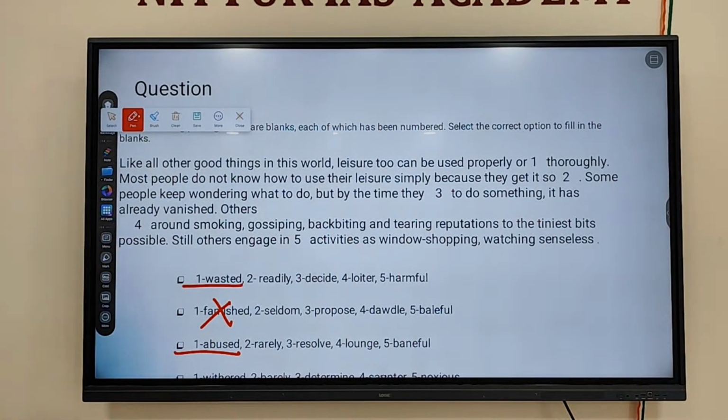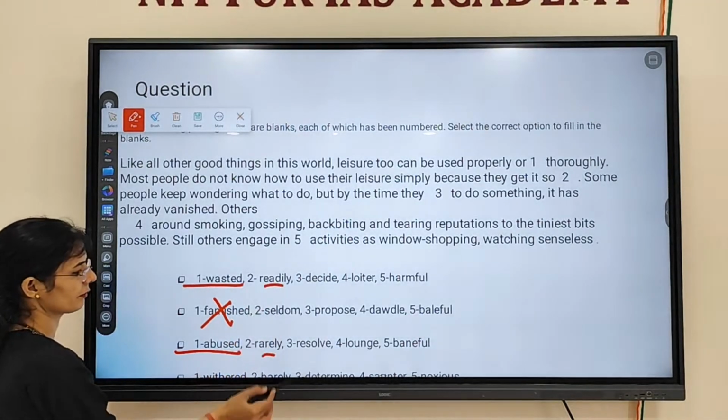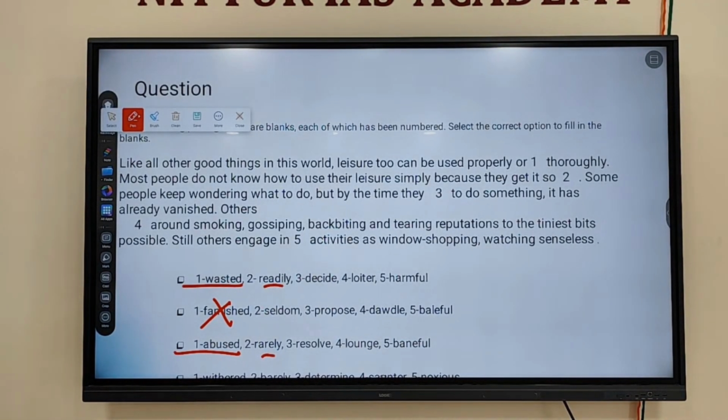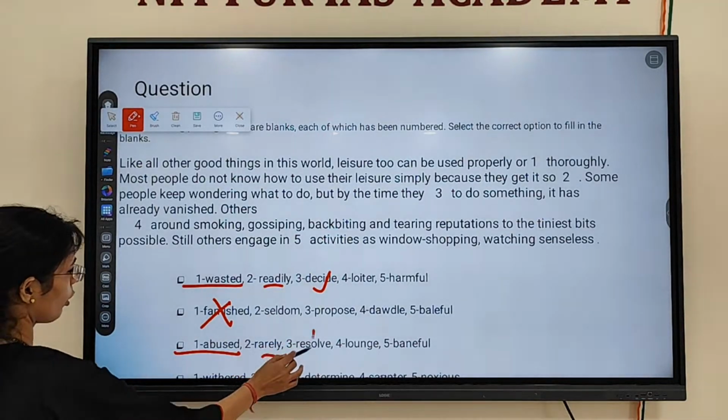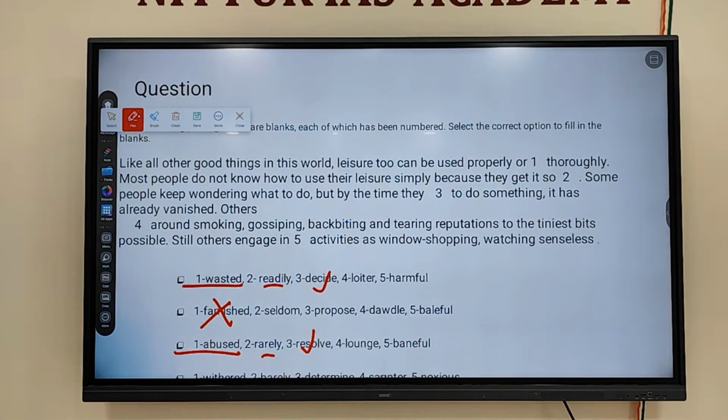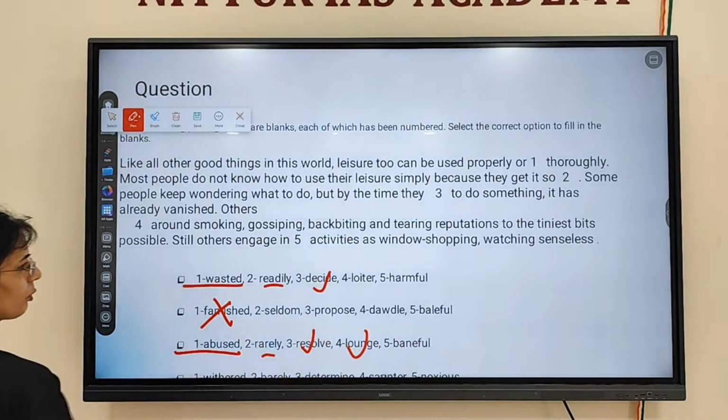Okay, next one. Most people do not know how to use their leisure simply because they get it so dash, so rarely, readily. They get it so rarely. Some people keep wondering what to do, but by the time they dash to do something, it is already vanished. They decide, or they resolve also will be good. Others dash around smoking, gossiping. Others loiter around or lounge around.